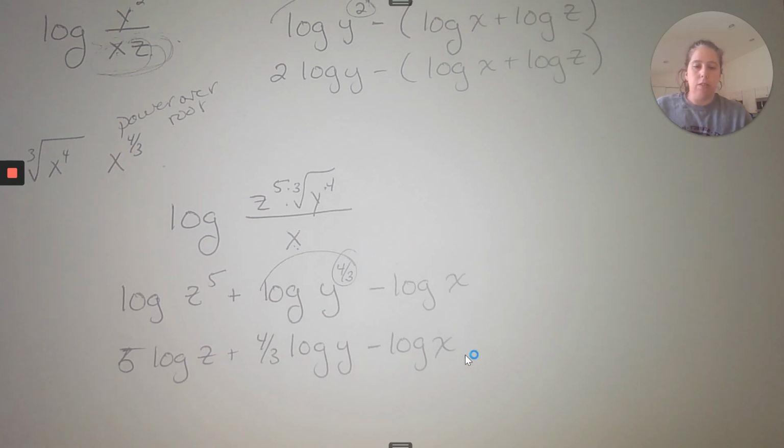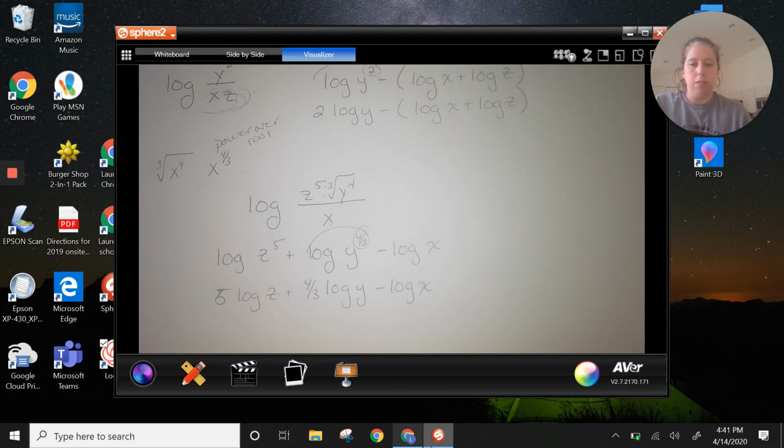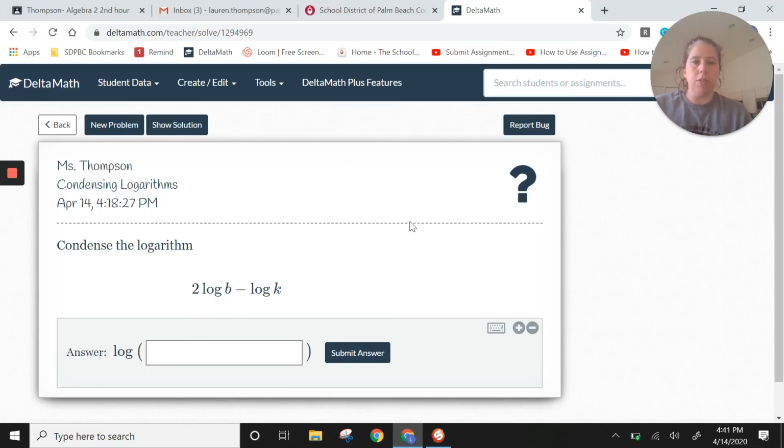Okay, let's go take a look at the Delta Math problems. See if I can get out of this. There we go. Okay, so Delta Math problems, here we go. It says condense the log. Condense, remember, means as a single log. So you got 2 log b minus log k.